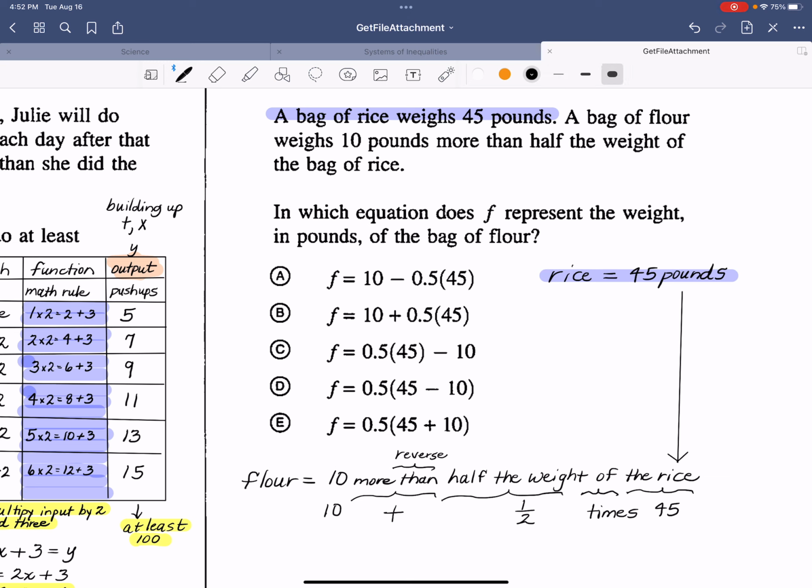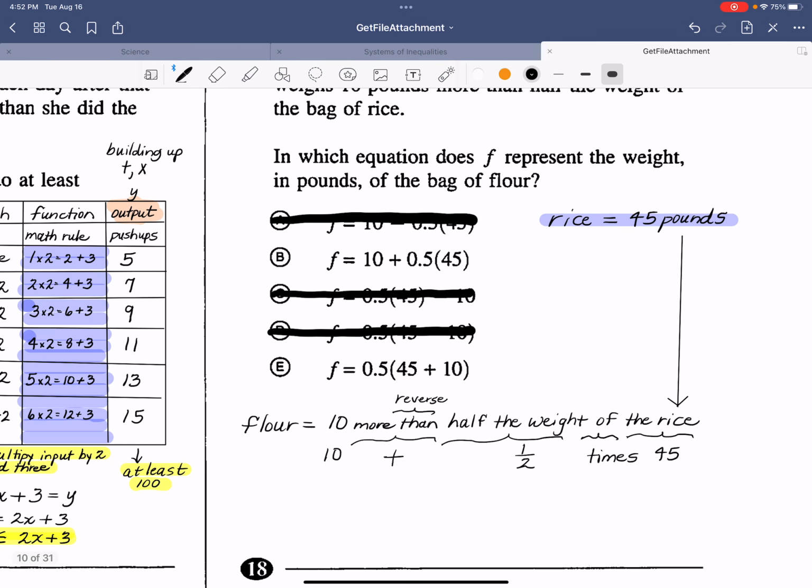Look at A. That's multiplying and subtracting, so that's not it. B has adding and multiplying. C has multiplying and subtraction. D has multiplying and subtraction. And E has multiplying and addition. So we know it has to be B as in boy or E as in elephant. We just have to figure out which one of those it's going to be.